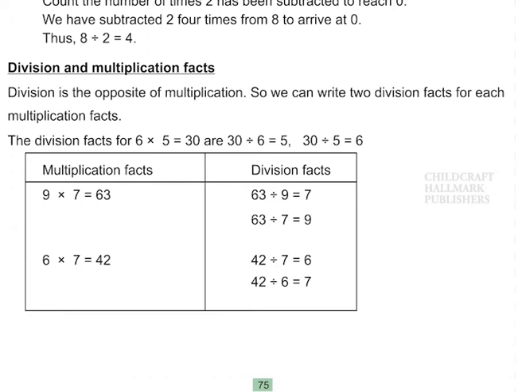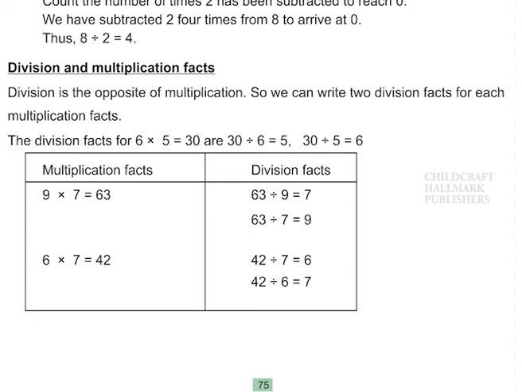Division and multiplication facts. Division is the opposite of multiplication. So, we can write 2 division facts for each multiplication fact. The division facts for 6 into 5 is equal to 30 are 30 divided by 6 is equal to 5, 30 divided by 5 is equal to 6. Multiplication facts. 9 into 7 is equal to 63. Division facts. 63 divided by 9 is equal to 7. 63 divided by 7 is equal to 9.